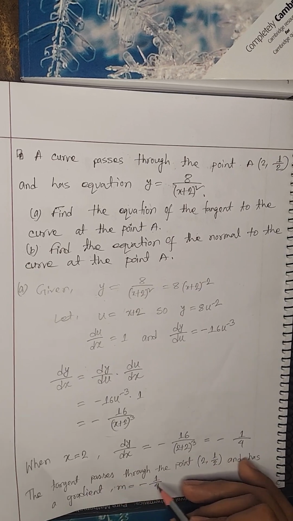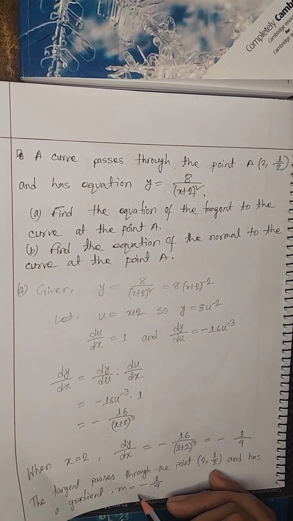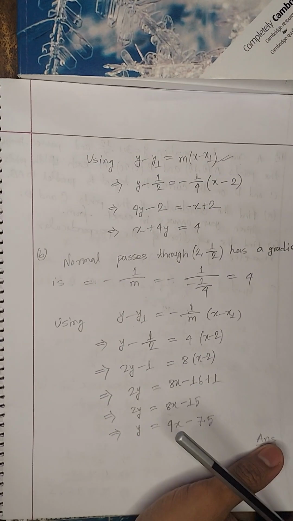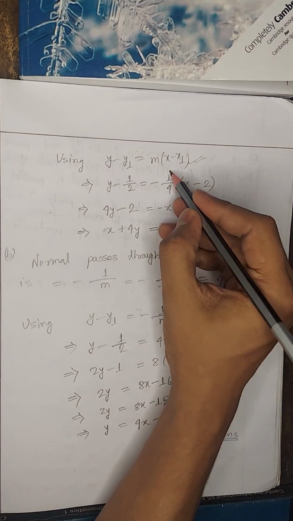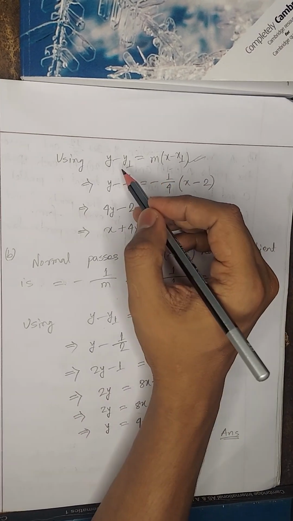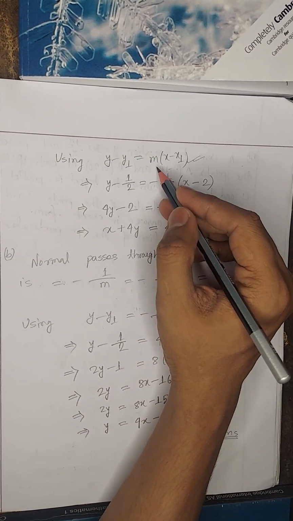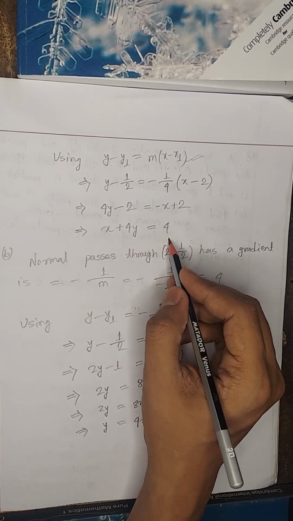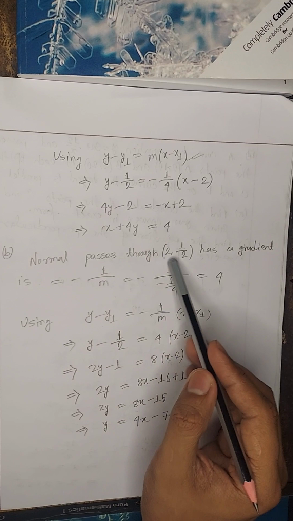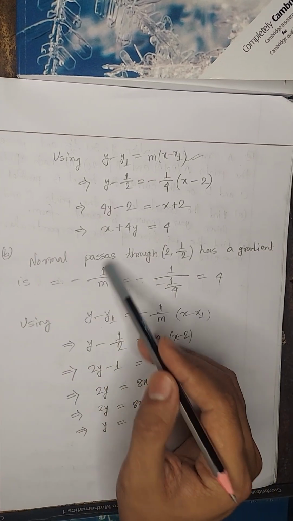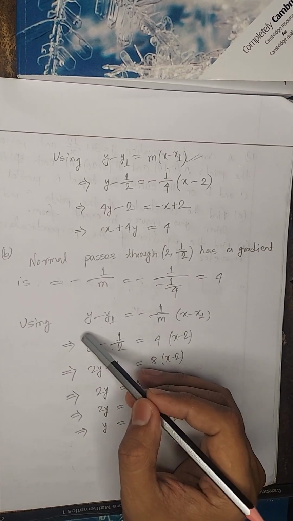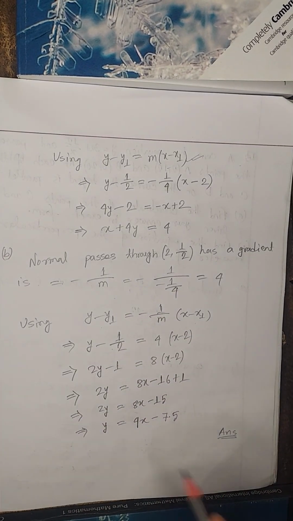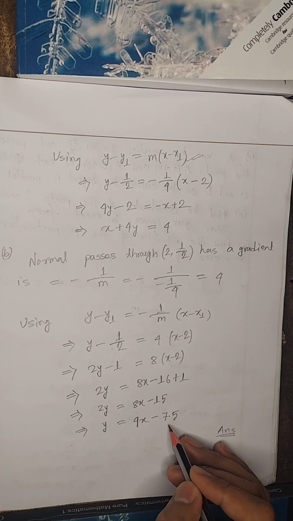And we know that the tangent passes through this point and has a gradient m equal to minus 1/4. Now, using the equation of a tangent, which is y minus y1 equals m times (x minus x1), we get the required equation x plus 4y equals 4. But the normal passes through this point and has a gradient of minus 1/m, which is 4. Now using y minus y1 equals minus 1/m times (x minus x1), we get another equation, which is y equals 4x minus 7.5.